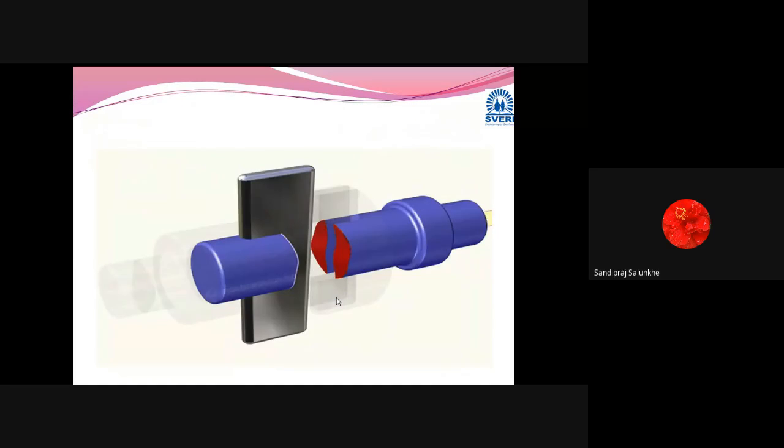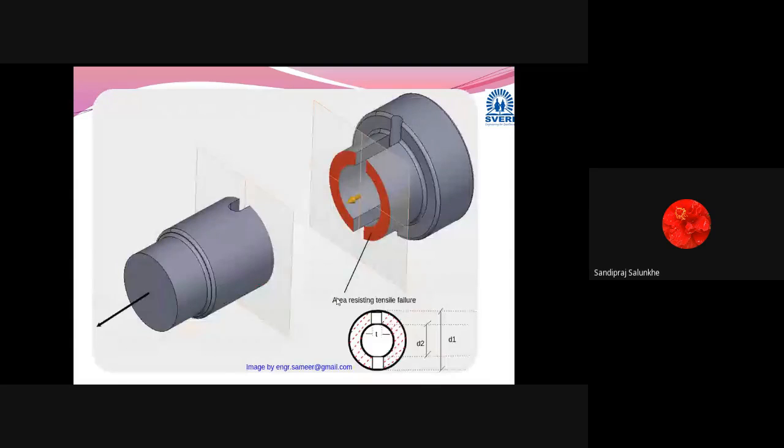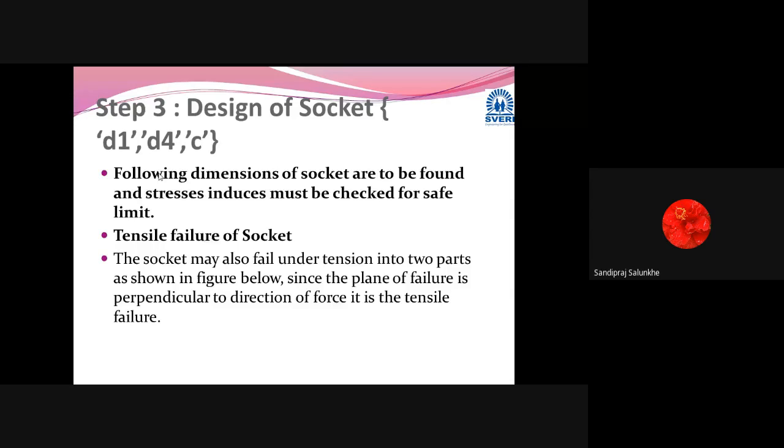Right. The C dimension is very important, and that we are going to calculate with the dimensions of that socket. Now, here we are going to calculate all these dimensions, and later on we are going to check whether the stresses which are generated are within the limit or not. If they are within the limit, then we are going to consider that the design is safe.